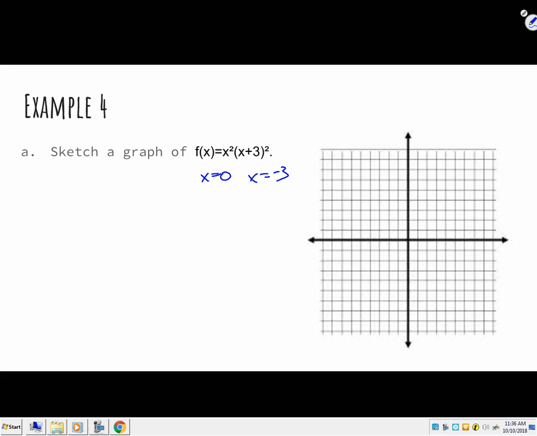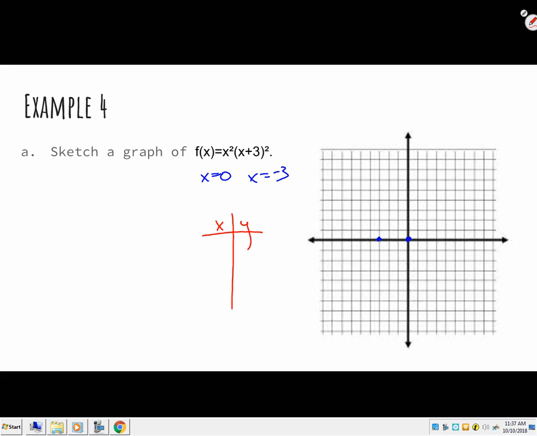Maybe you're not understanding all these other little shortcuts I'm showing you along the way. Well, you can just plug in 0 and you can plug in negative 3 right here and know that those are x-intercepts. And so now what I'm going to do is make myself an XY table.